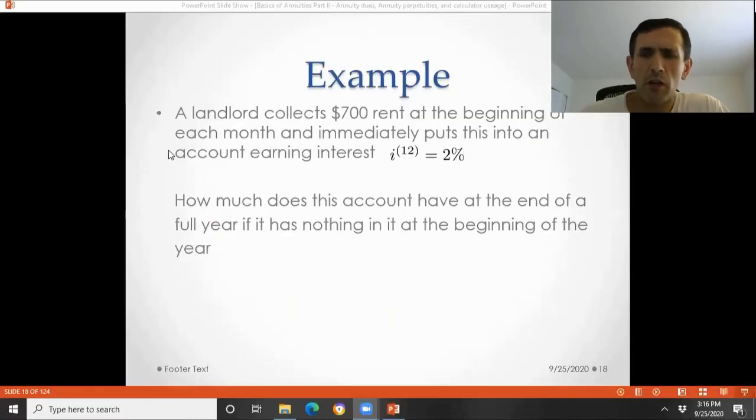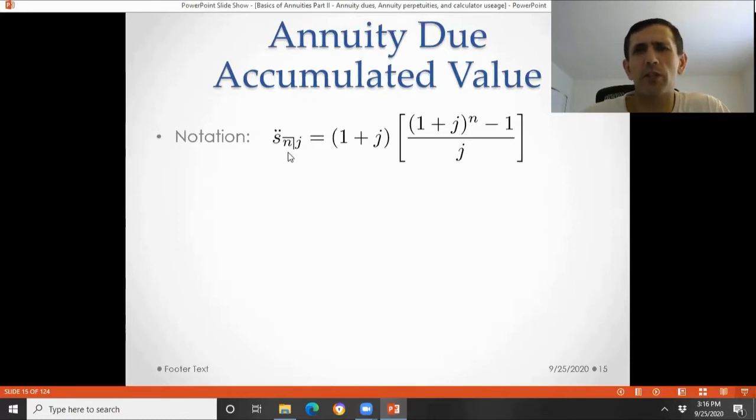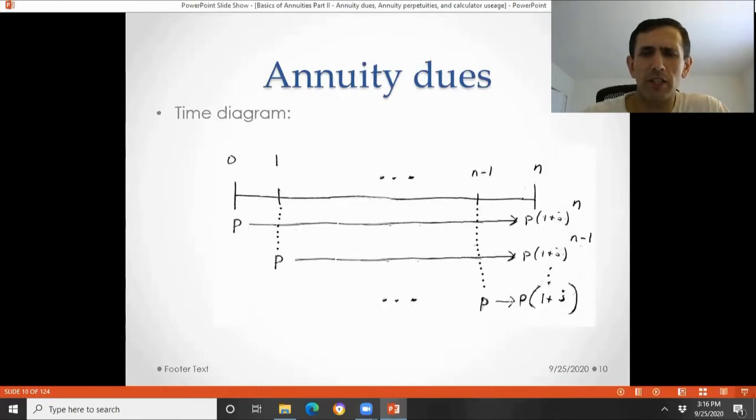Okay, so just a very simple example to illustrate using the formula. I should mention, and if you think about it, this should not be surprising, this formula here is exactly the same thing as the annuity immediate formula, except we have a 1 plus J here. And why should that not be surprising? Well, the timeline is exactly the same as an annuity immediate timeline, except everything is shifted back by one period.